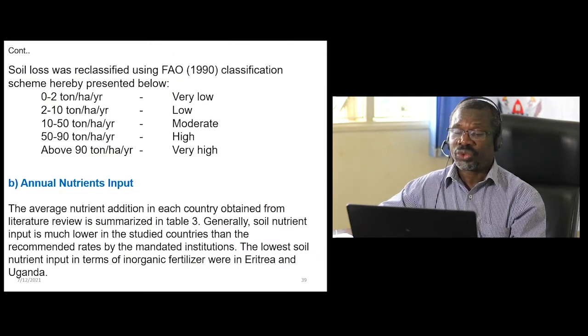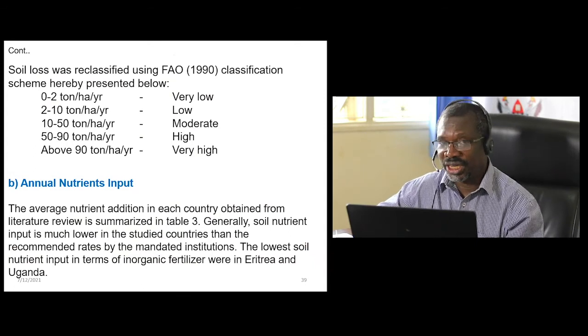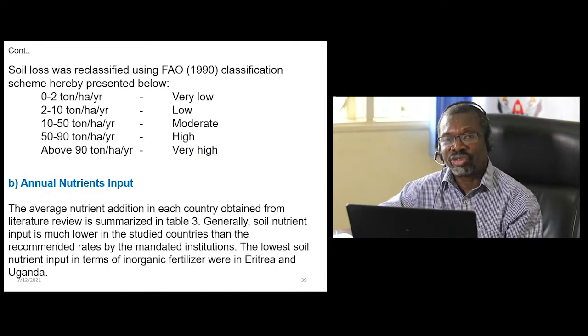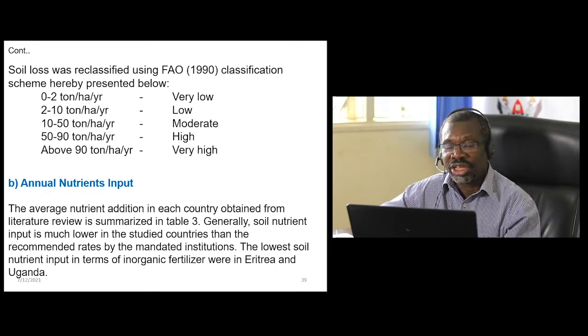So then we used the FAO 1990 to make a classification of the soil loss from very low to very high, taking less than 2 tons per hectare per year as very low, and above 90 tons per hectare per year as very high.